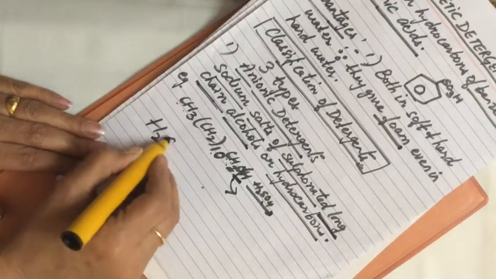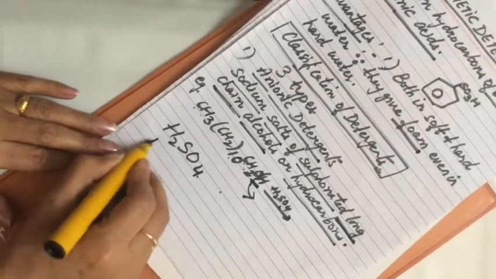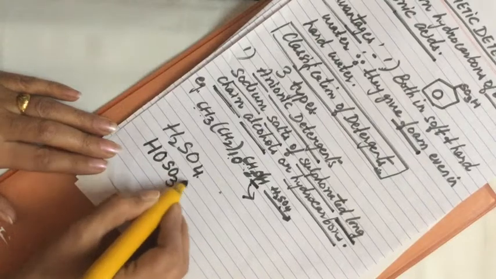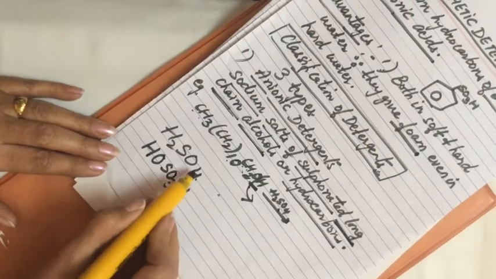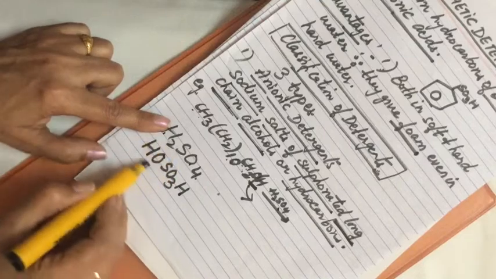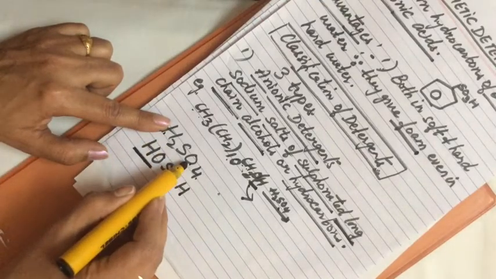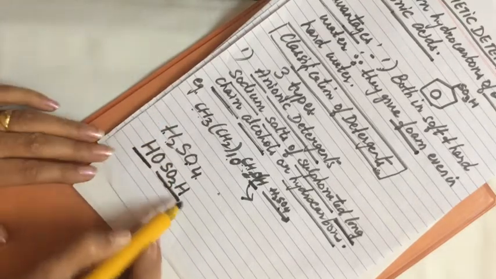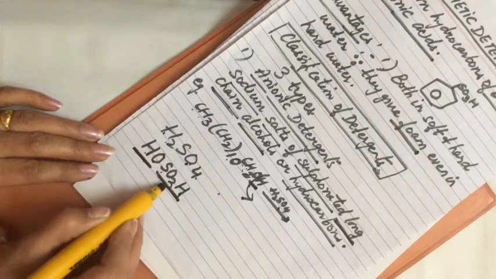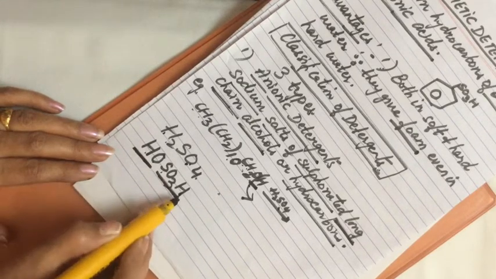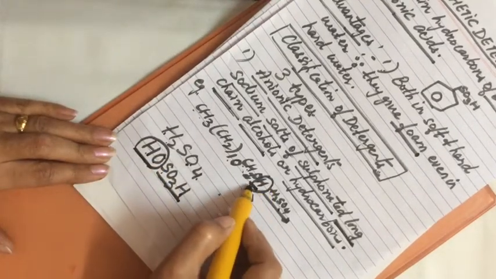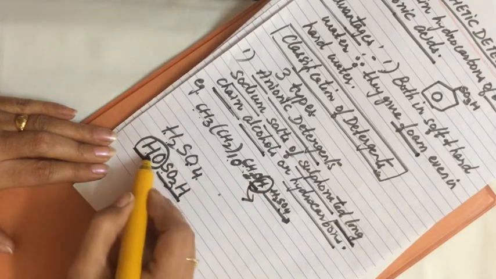See, sulfuric acid, H2SO4, can be written as OH SO3H. One O I am linking with this H, so this becomes OH. Now after removing one oxygen, this is SO3. That SO3 combines with one H left here, so this is SO3H. I am writing sulfuric acid like this. Now in sulfuric acid, this OH links with this hydrogen and it will form water.